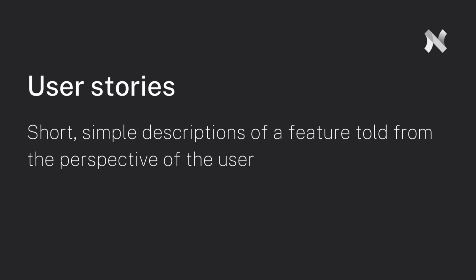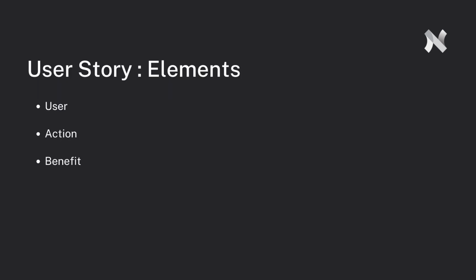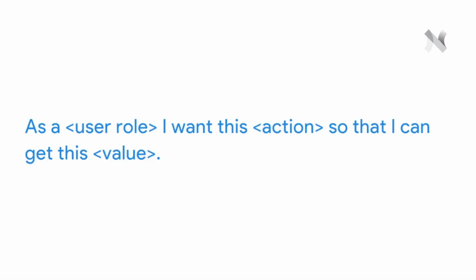User stories are made up of 3 different elements: the user, the action they will take, and the benefit to them. These elements might have a few different formats, but the most common is: as a user role, I want this action so that I can get this value.